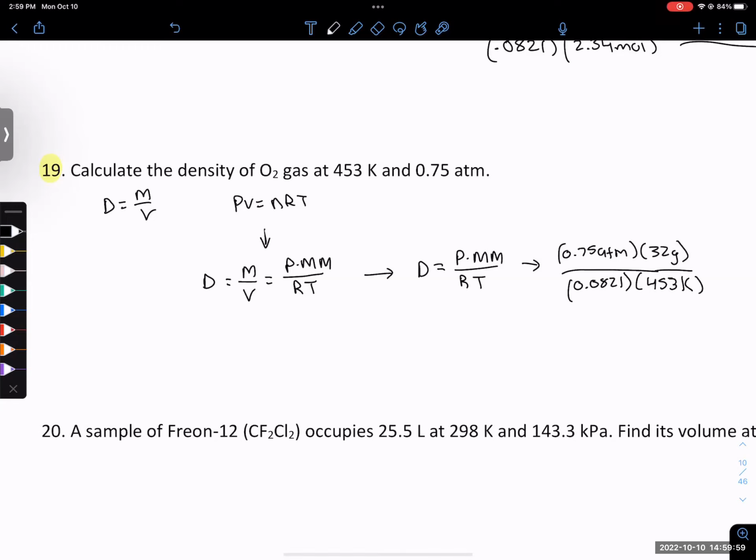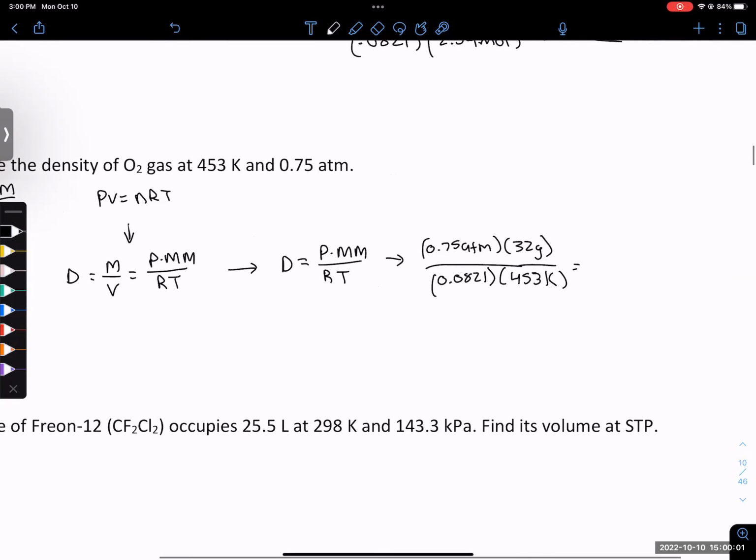Okay. And you should get around 0.64. What are the units for density? Yeah, so Michelle says 0.65. I might have done some weird math, I don't know, but I got 0.64 grams per liter.